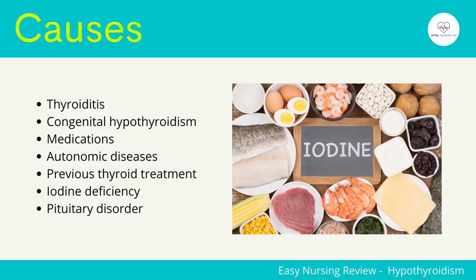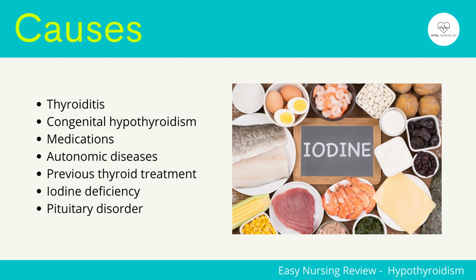Certain medications used for cancer, such as thalidomide, or medicines for treating heart conditions, such as amiodarone, may also cause hypothyroidism. Autoimmune diseases. An autoimmune disorder, such as Hashimoto's disease, is the most common cause of hypothyroidism. In this disease, the immune system, which functions to fight against harmful substances, attacks the thyroid gland by considering it as a foreign body. Previous thyroid treatment.